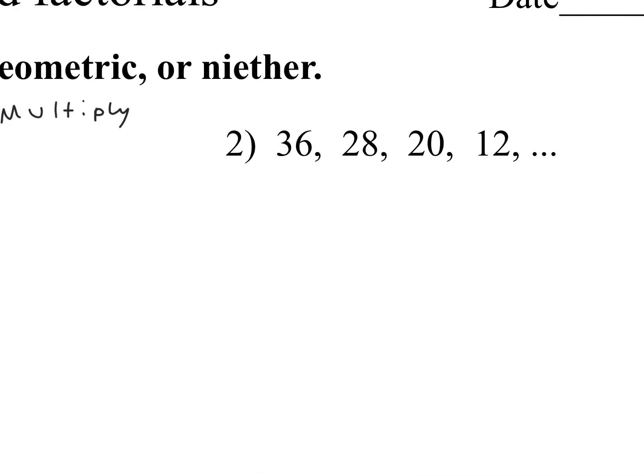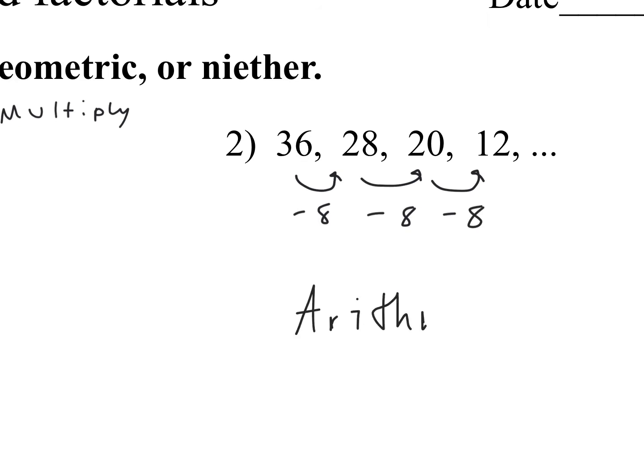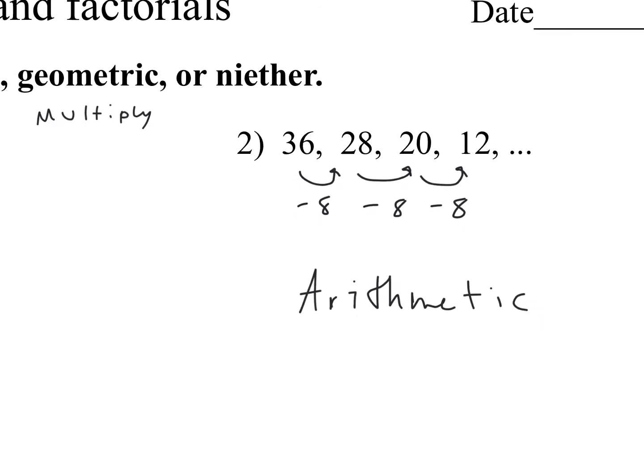So here we have 36, 28, 20, and 12. So if we see, we're subtracting 8, subtracting 8, and subtracting 8. So that would make this arithmetic. So number 2 is arithmetic.